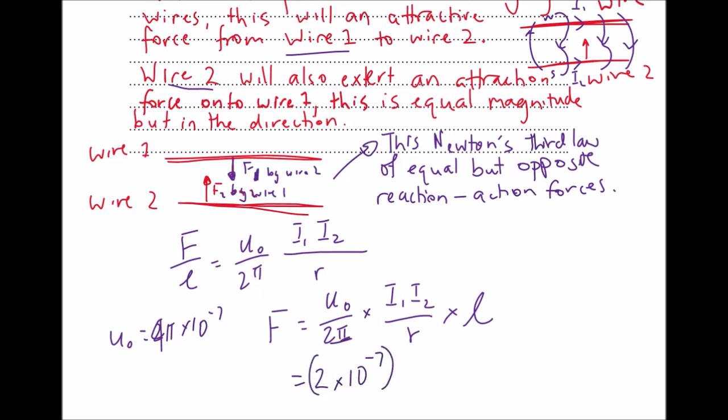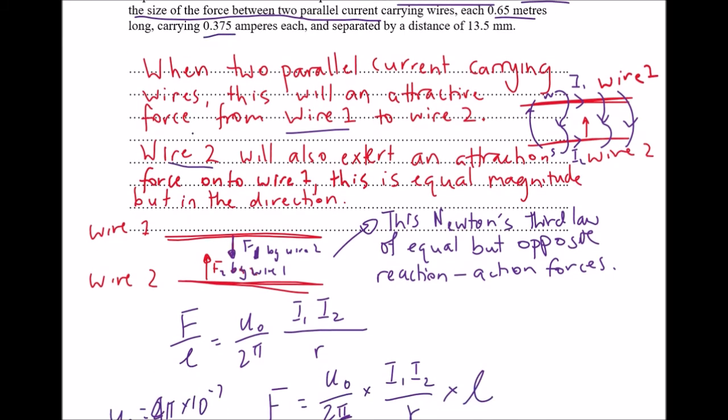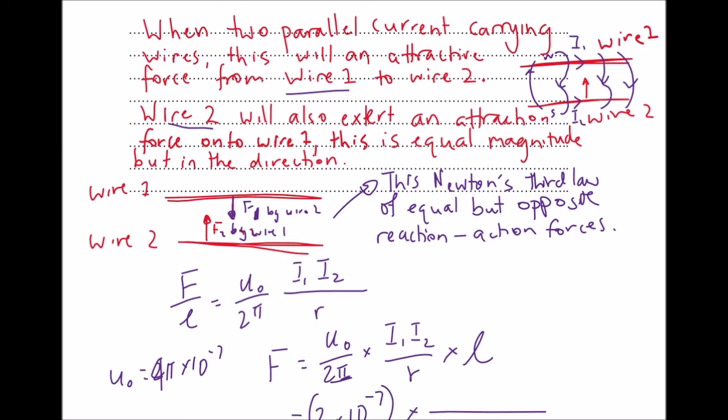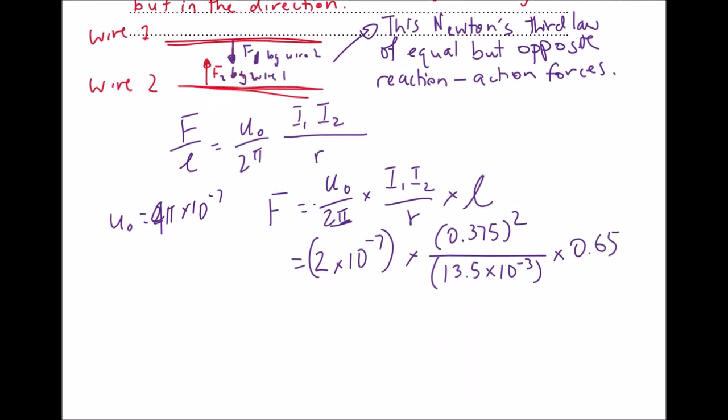That's our constant here. We have the two currents, and that is 0.375 amps each, separated by a distance of 13.5 millimeters. So you need to put that into SI units. If it's the same current, obviously you can just square it. And then 13.5 millimeters is 13.5 times 10 to the minus 3 meters. And then times 0.65 meters there. Put it into your calculator.